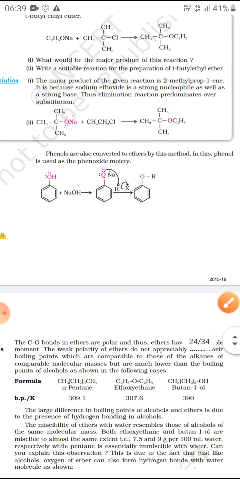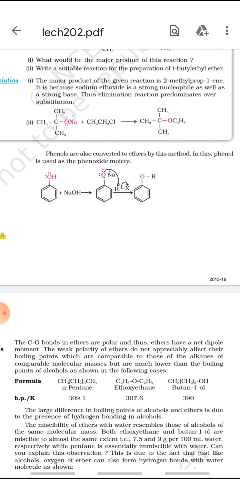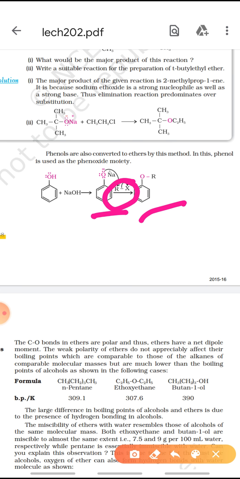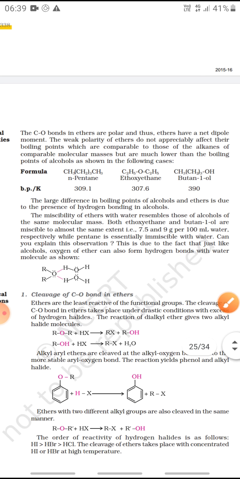Now next is phenols can also be converted to ethers by the same method. Phenols can also be converted by this Williamson synthesis of ether, in which first of all we take sodium phenoxide and we take an alkyl halide. The alkyl halide, you have to remember, should be a primary alkyl halide. It will result in the formation of an ether.